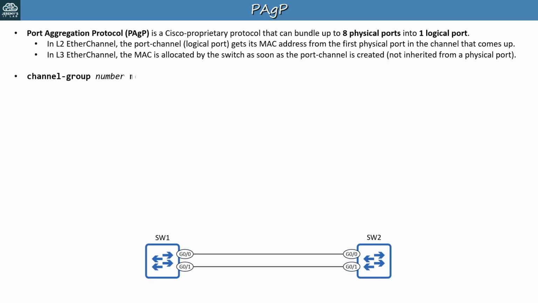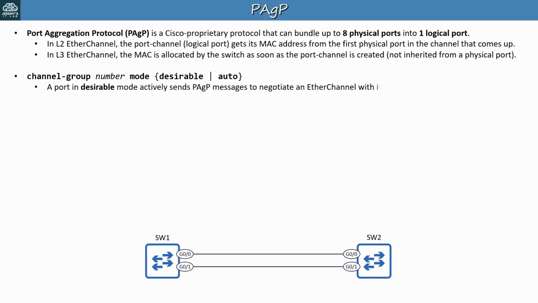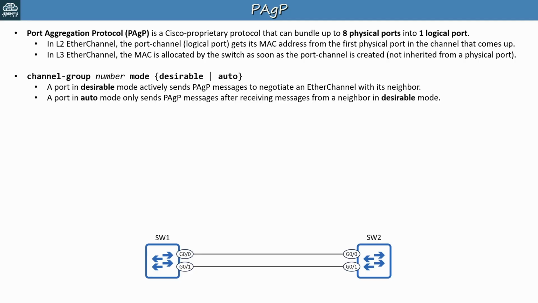As you know, you can configure PAgP with channel group mode, followed by either desirable or auto. A port in desirable mode actively sends PAgP messages to negotiate an Ether channel with its neighbor, but a port in auto mode only sends PAgP messages after receiving messages from a neighbor in desirable mode. So if you have two neighbors, both in auto mode, no Ether channel will form. They're both too shy to start a conversation.